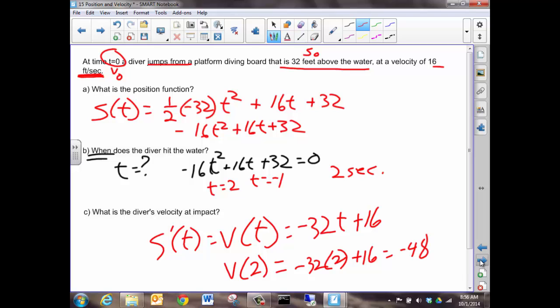Why isn't it 0? Because he's still moving. A lot of times people want to say he's going 0 when he hits the water. Why do people want to think he's going 0? Because he stops. Yeah, if you hit a hard surface, very good. If you hit a hard surface, you're going to stop. Did you stop before you hit the surface though? No. The surface is what stopped you, okay? So if the surface hadn't been there, you'd have kept going. So this is the velocity. He is going negative 48 at that point.